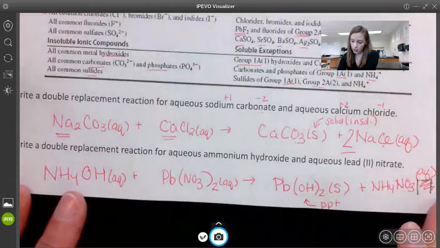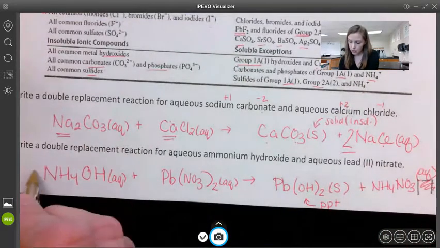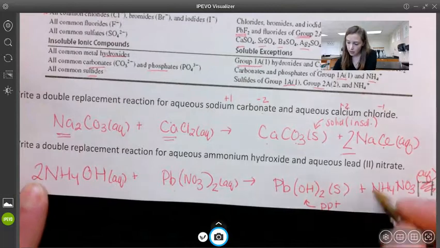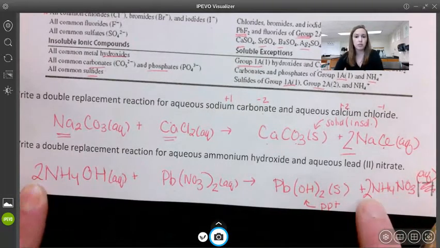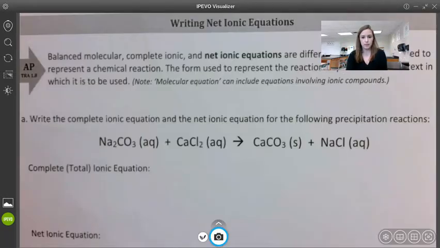And then finally, just check for everything to be balanced. I would need to balance out my hydroxide, so this would need to be a 2. And then balancing out my ammoniums and nitrates would leave me with a 2 there. So those are precipitation reactions.